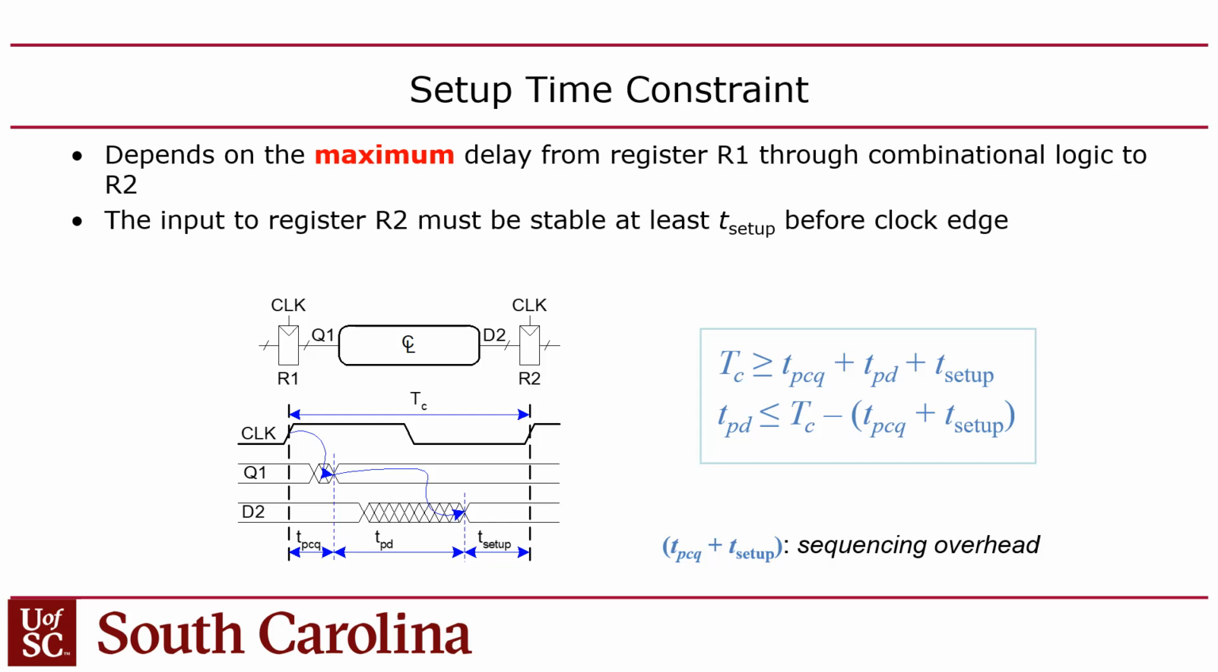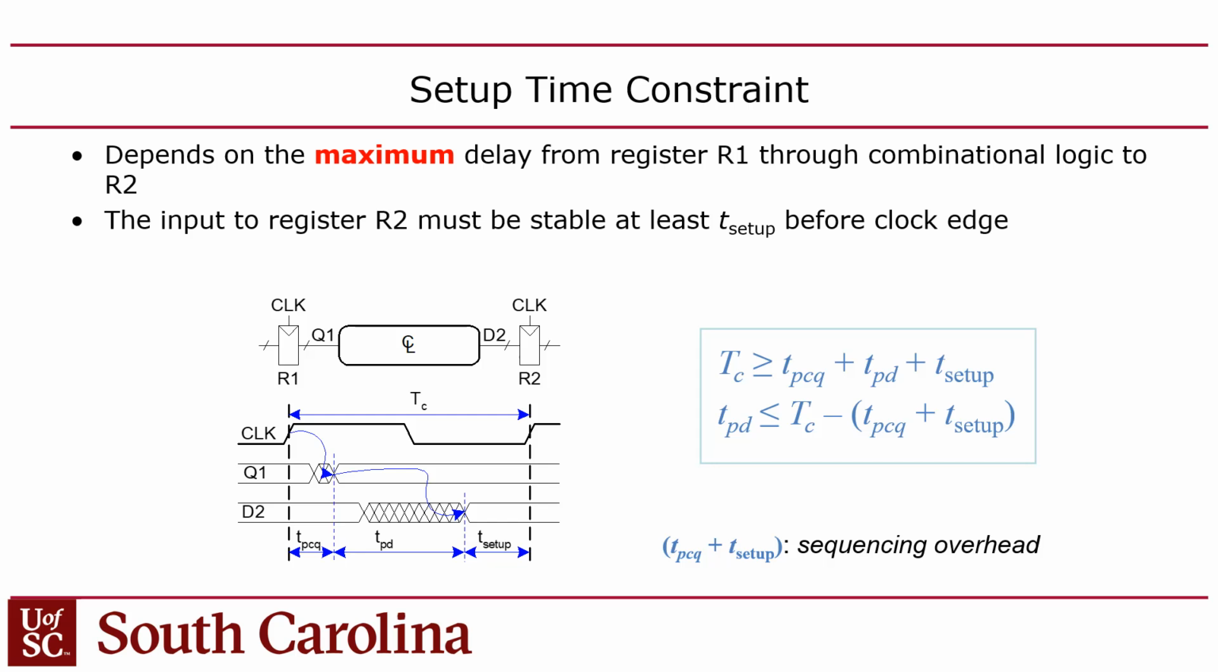Now, the problem with this equation is that there's only one of these terms you have any control over. I mean, assuming that you're trying to meet a certain clock. You have a certain clock rate in mind, right? So when NVIDIA or Apple are designing a chip, they have a certain clock rate they want to hit. So that's going to give you T sub C, right? So that's a constant. And then this TPCQ and T setup are also technology parameters. You can't change those. The only thing you can change as a designer is TPD.